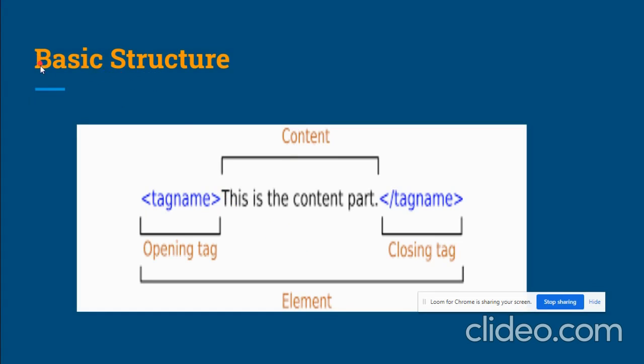Next is the basic structure of the HTML. How do we create a structure for the HTML program? We have the tag name, the opening tag name, then you have the content and the closing tag name. All the tags are elements. The first is the opening tag name and the closing tag name. In between you will have the content.